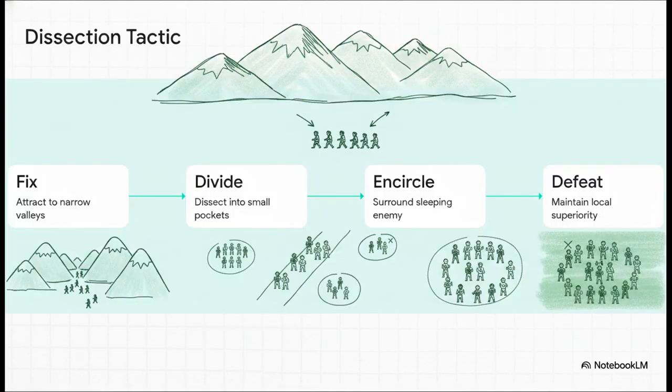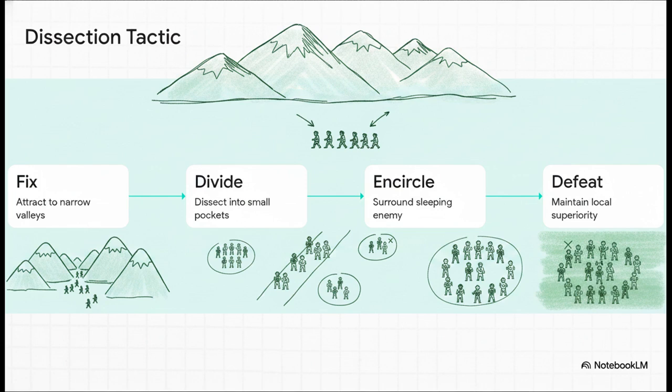And this specific formation allowed them to execute a devastating sequence: fix, divide, and circle, defeat. They used the terrain to funnel the Indian army into narrow valleys. Once they were in there, they sliced the enemy forces into tiny groups, especially early in the war. By severing the communication and cooperation between Indian units, the Chinese forces could maintain local superiority.